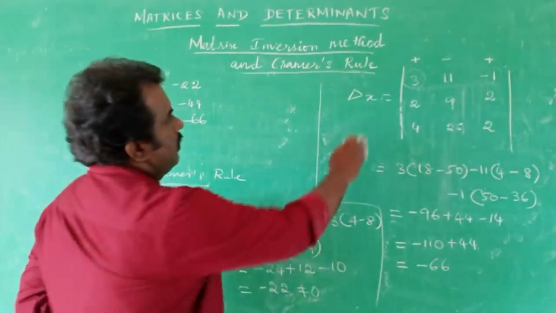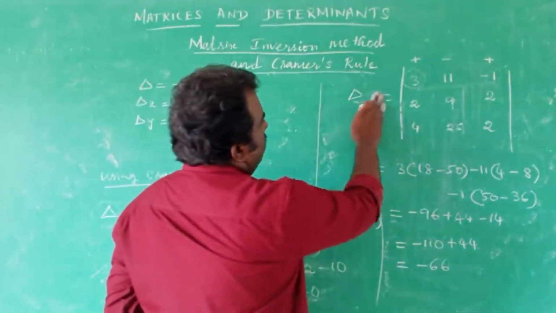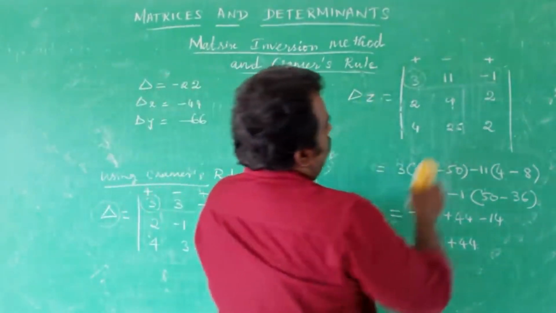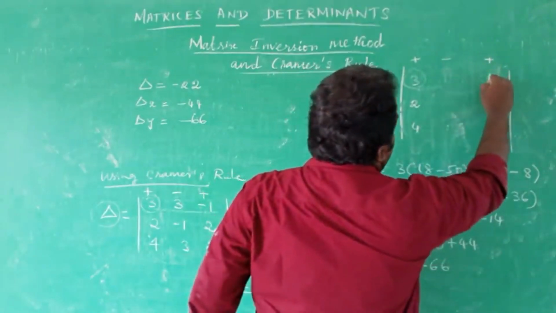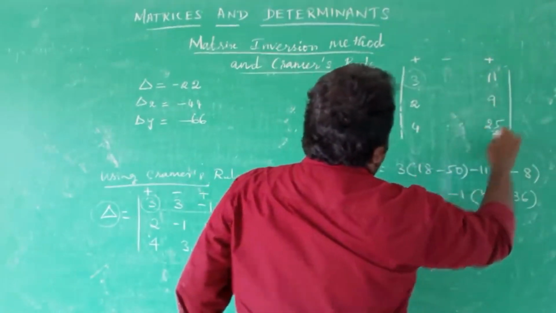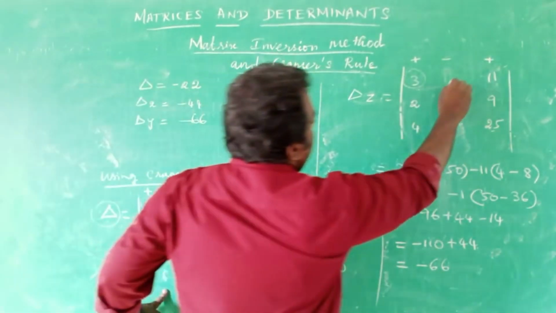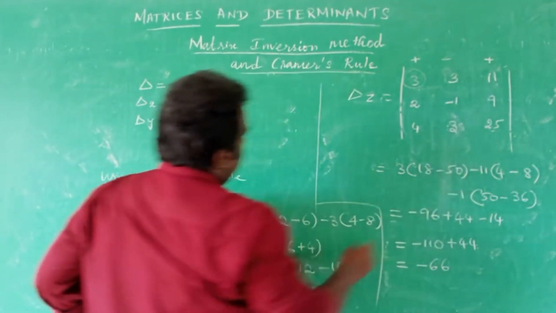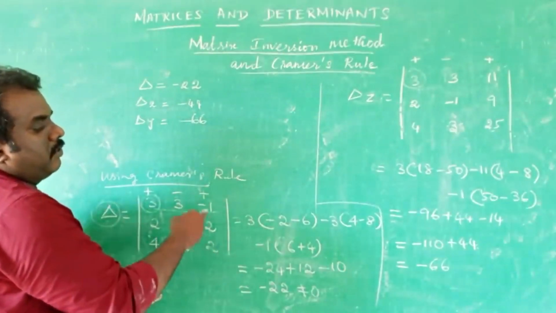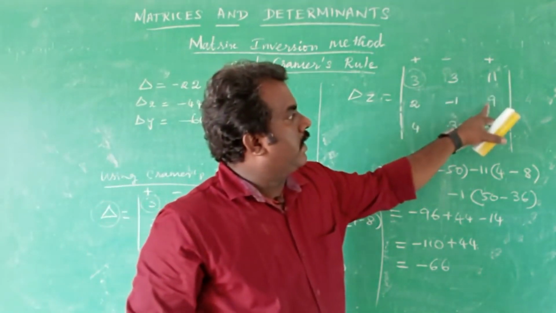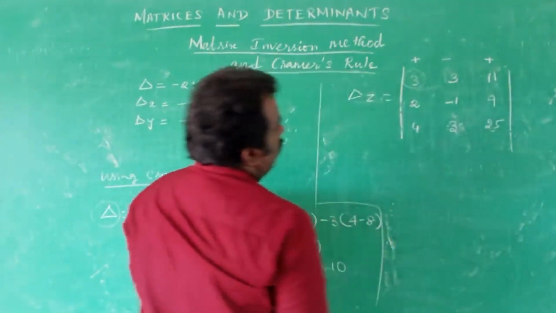The next we can go for del suffix z. So what is del suffix z? Substitute the values 11, 9, 25 in the third column of the given square matrix. 11, 9, 25. And what is in the second column? Write the given elements as usual: 3, minus 1, 3. What is in the first column? 3, 2, 4. So replace the third column alone with 11, 9, 25, and take the determinant.